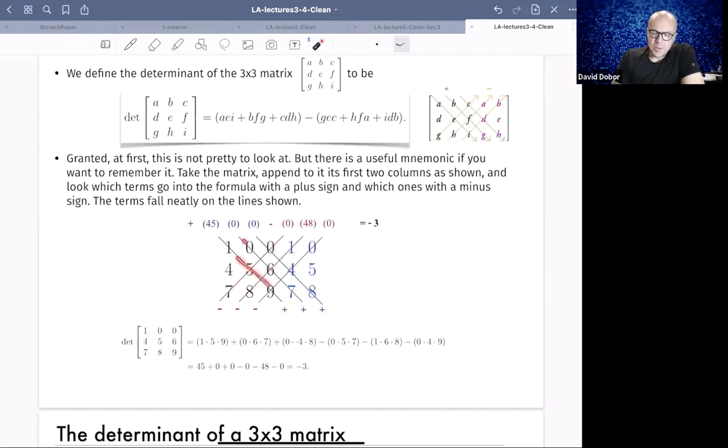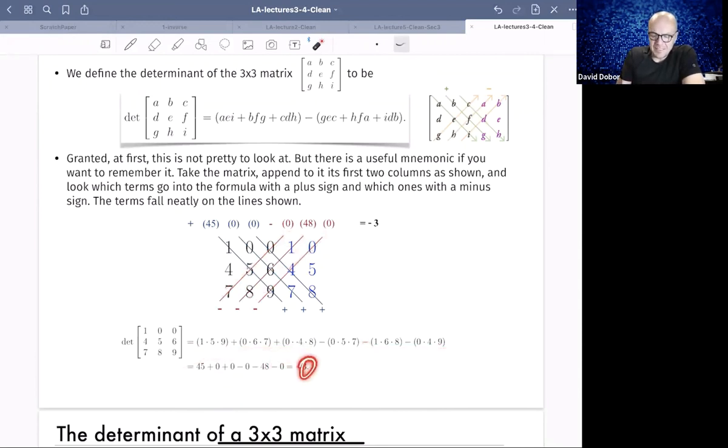So these go with the plus sign, and then the last 3 non-main diagonals slanted this way go with a minus sign. So for example, this one, 1 times 6 times 8, goes with a minus sign in here. So of these 6 terms, you have 3 with a plus sign, 3 with a minus sign. You add those up, you get some number.